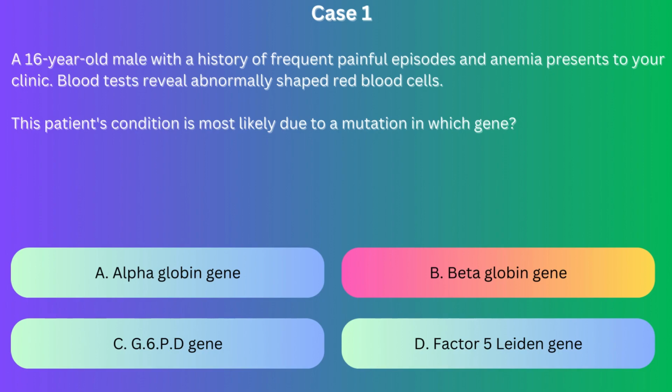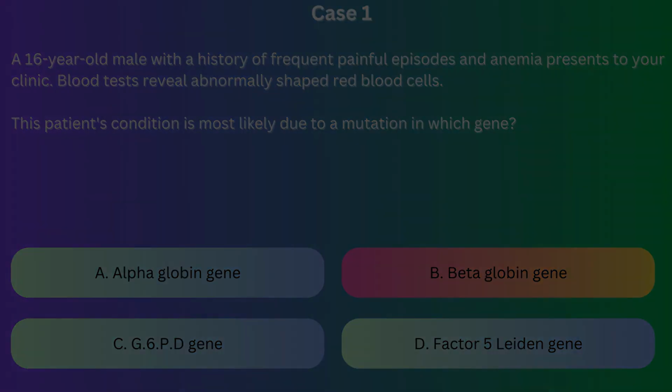These sickle cells are less deformable, leading to vaso-occlusion, hemolysis, and the various clinical manifestations of sickle cell disease. Unlike mutations in the alpha-globin gene, which cause alpha thalassemia, the beta-globin gene mutation specifically results in sickle cell disease. G6PD deficiency and factor V Leiden mutation lead to other distinct hematological disorders.